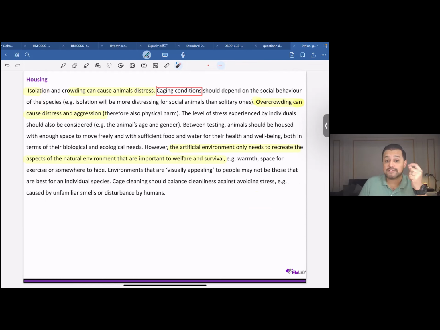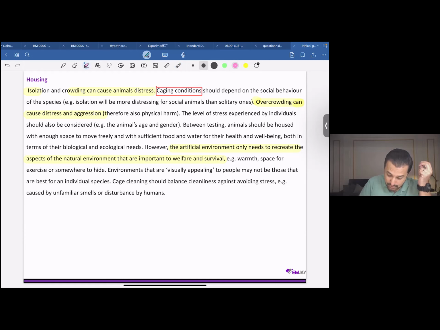Moving on real quick, let's talk about housing conditions. Isolation and crowding can cause animal distress. Isolation causes animals distress. Crowding causes animals distress. Caging conditions should depend on the social behavior of the species. For example, isolation will be more distressing for social animals than solitary animals. Overcrowding can cause distress and aggression as well. The level of stress experienced by individuals should also be considered. Between testing, animals should be housed with enough space to move freely, with sufficient food and water for their health and well-being, both in terms of biological and ecological needs.